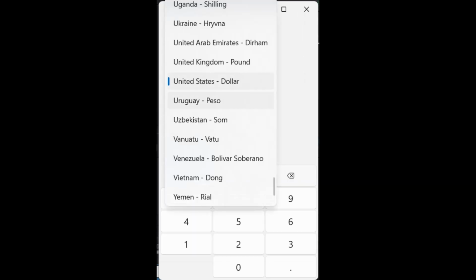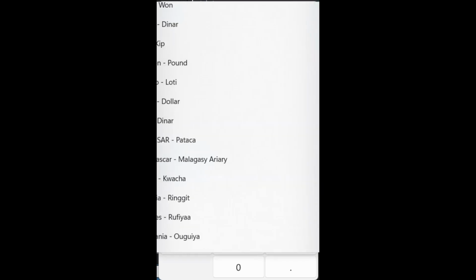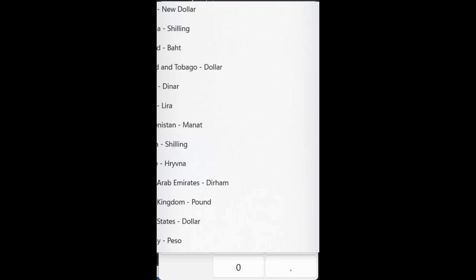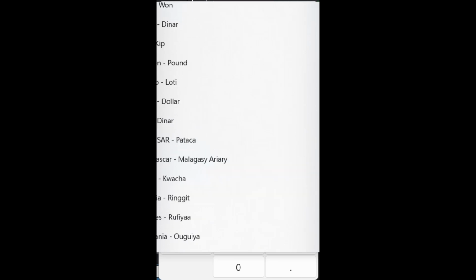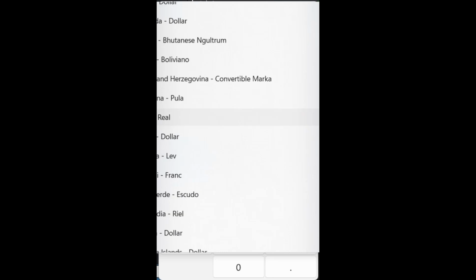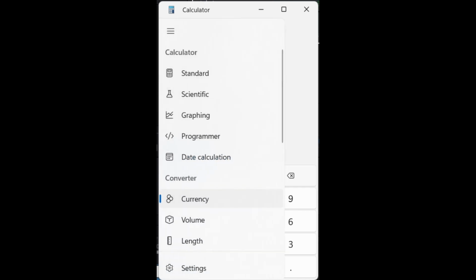You've got the Uruguay peso, which is pretty cool. Yeah, I didn't realize it had this many. This is actually kind of neat. I mean, it's got a lot of countries in here. I'm scrolling through the list. You're probably only seeing a portion of it because I'm only capturing the screen of the calculator, but it's a pretty cool thing. Cambodia, the riel, I'm not sure exactly how to pronounce that. So that's kind of a cool conversion.